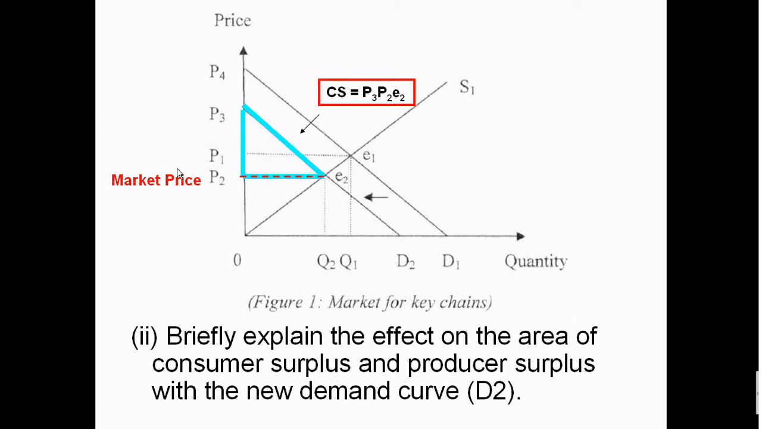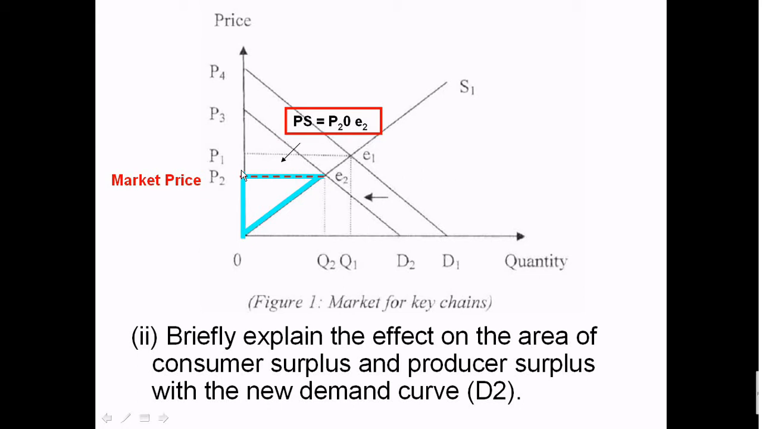And for producer surplus, same thing, this is the market price, area below the market price and above the supply curve. Yep, so this is the area. Okay, so new producer surplus will be P2, 0, E2. So this is the area of the new producer surplus.